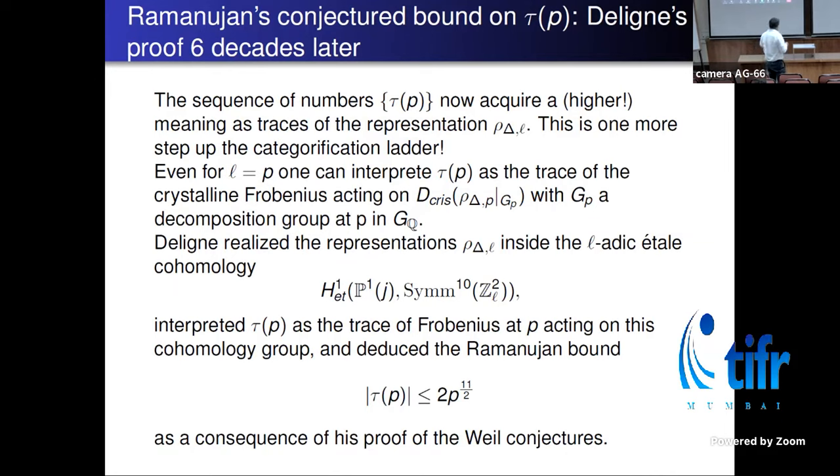Okay, so now up the categorification ladder, the numbers tau p have acquired a more sophisticated meaning as traces of Frobenius in some Galois representation. Right? And then Deligne proved this conjecture and realized these representations geometrically. And then later on, after perhaps 1974, he proved the Weil conjectures, which gave bounds on traces of Frobenius acting upon some kind of cohomology groups. And as a result, he deduced this bound, right? So it was a very elaborate proof, and it took 60 years. It required development of étale cohomology and construction of the map from modular forms to Galois representations, and realizing these Galois representations in some geometric way to prove this conjecture. It took some proving.